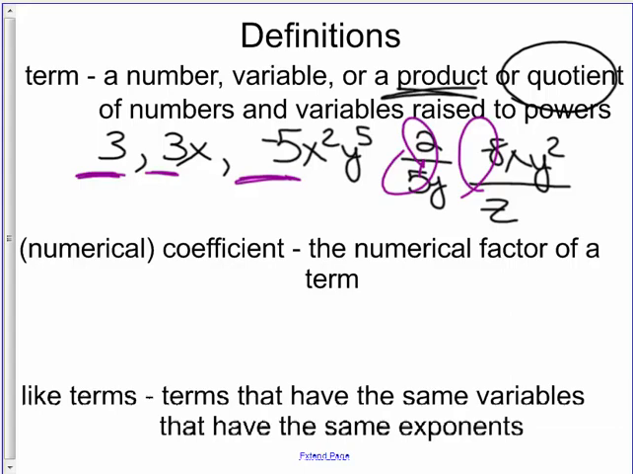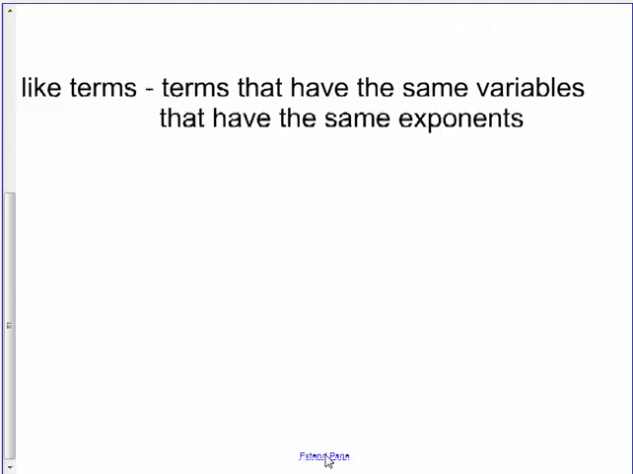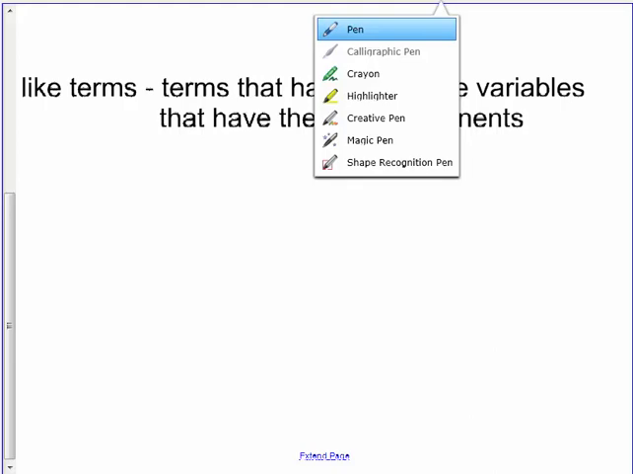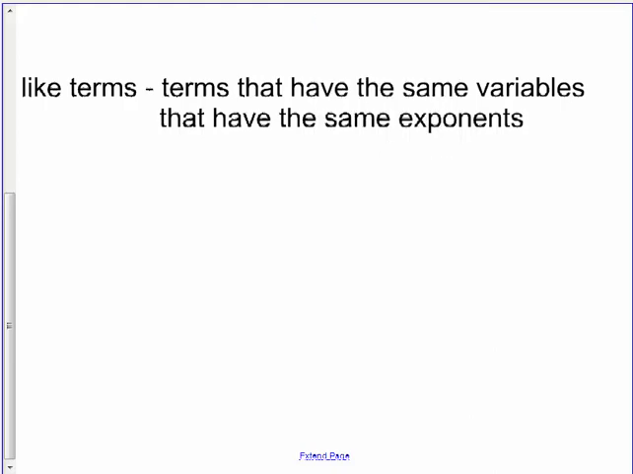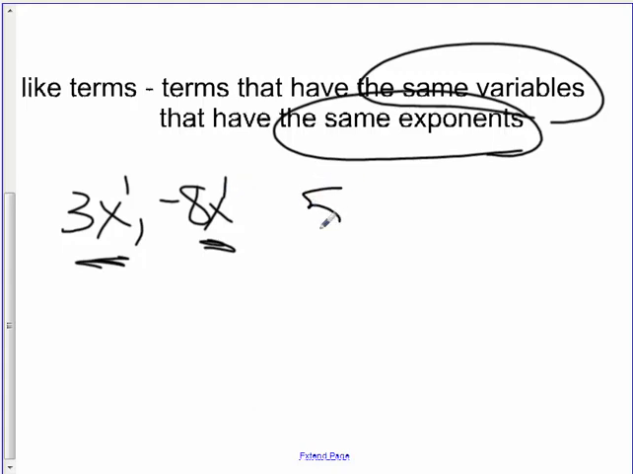Then the last one, like terms. When we talk about like terms, we look at 2 things. They have to have the same variable, same exponent. So they have to have the same amount of x's, y's, z's, those variables that we've looked at. The same exponent, they have to be raised to the same power. Same variable, same exponent. So some examples of what we consider like terms. 3x and negative 8x. Are the variables the same? Yep, they're both x's. Are the exponents the same? Yeah, that's 1 and 1. So same variable, same exponent.